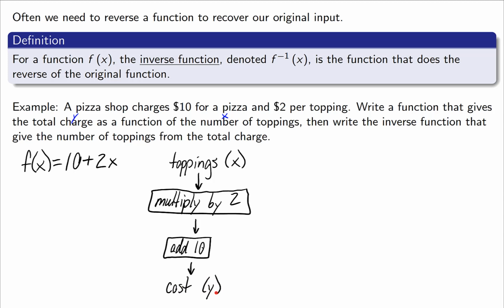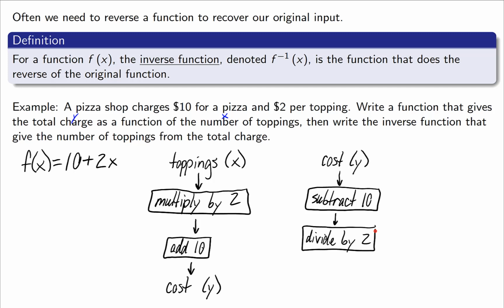Now, if I wanted to do this in reverse, I would start with the cost, which is my y value, and then I would do just the opposite. If I'm wanting to reverse this, now instead of adding 10, I should subtract 10. Continuing to go backwards, I get to multiply by 2, so instead I should divide by 2, and that takes me back to my toppings. So the idea with the inverse function is it will take your cost and recover the number of toppings.